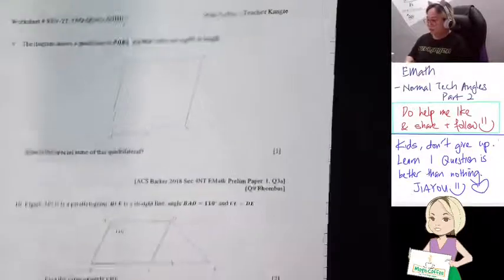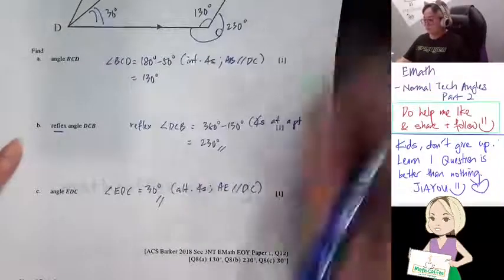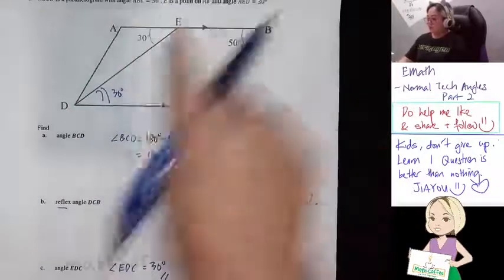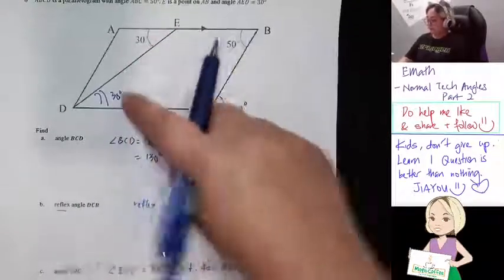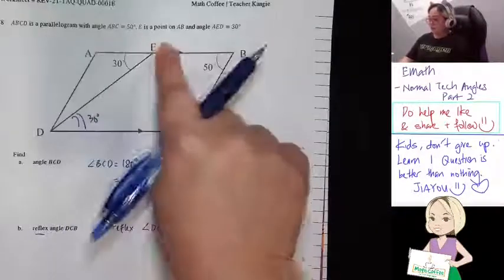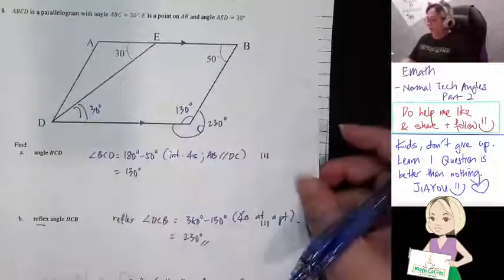Can I see question 8C? Wait, can. Question 8C is angle EDC, which is here. So it's alternate angle Z, so 30 degrees. Alternate angle AE parallel with DC. You want to write AB parallel with DC also can.